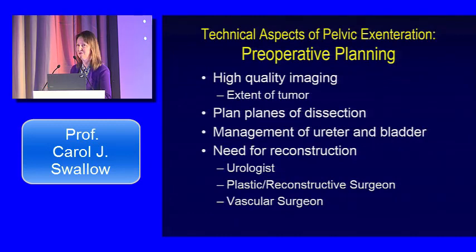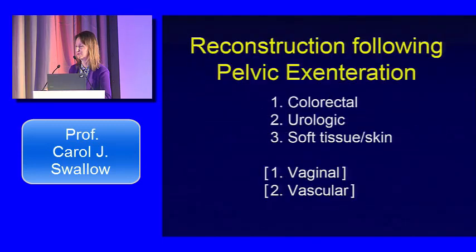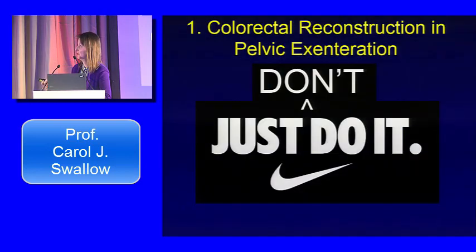I think the most important part of the technical aspects of this surgery is the preoperative planning. You need high-quality imaging, and you need to review it carefully and plan the planes of dissection that are likely going to yield an R0 resection. Then there's the topic of reconstruction, which is very important to the patient's quality of life subsequently. So I'm going to spend a few minutes on reconstruction of these three issues and not so much of these, which are more complex topics.